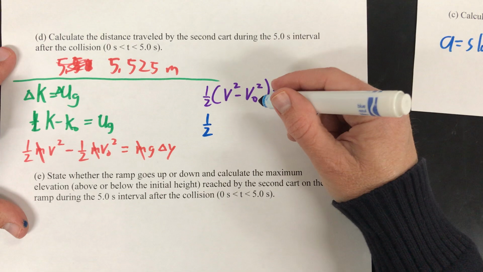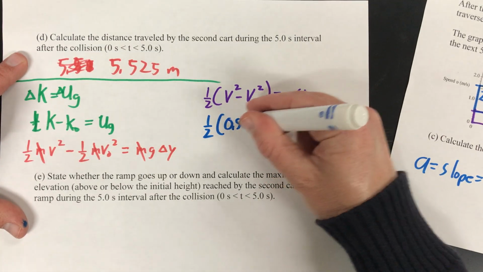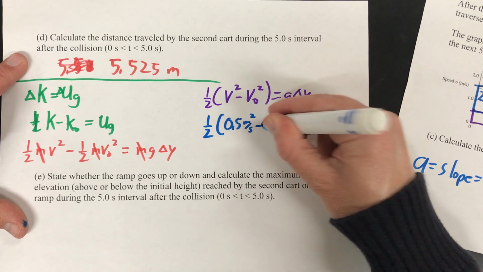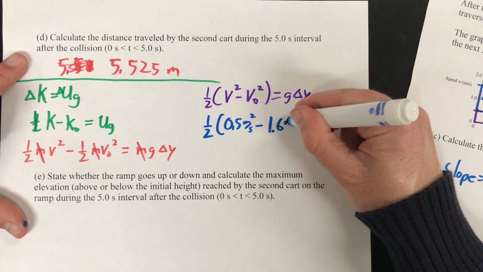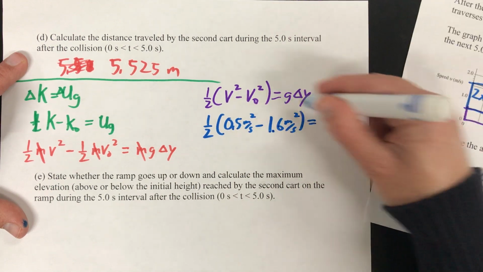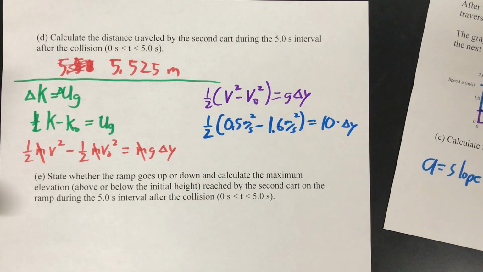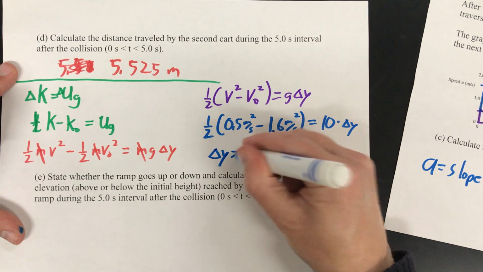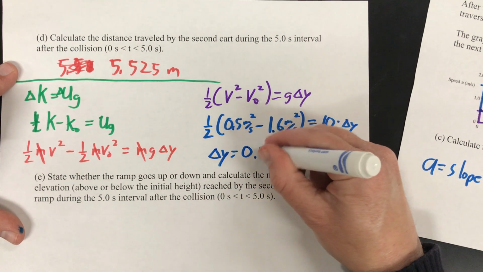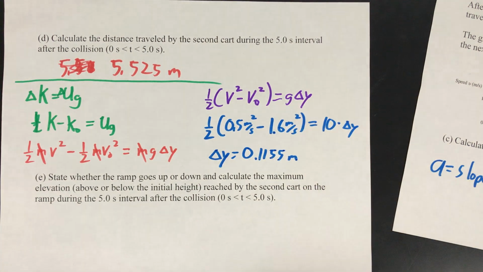So 1/2 here times our final velocity. We got to get that off of our graph, right? We went all the way down to 0.5 meters per second. So 0.5 meters per second squared minus our initial velocity, which if you look on the graph was 1.6 meters per second squared. And then that is going to equal gravity, which is 10, times this height that we are looking for. And then when we solve for that height, we're going to get 0.1155 meters is our change in height.